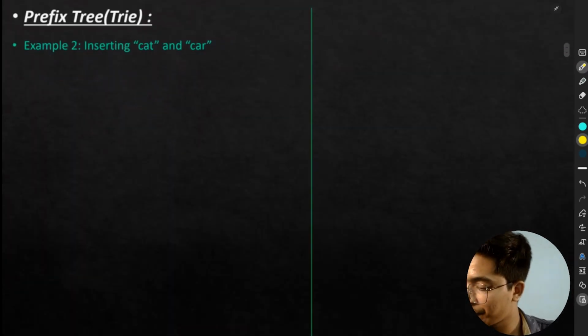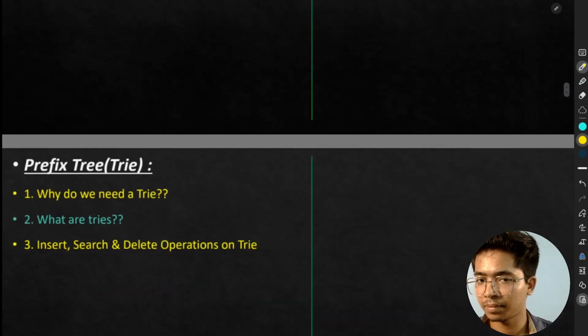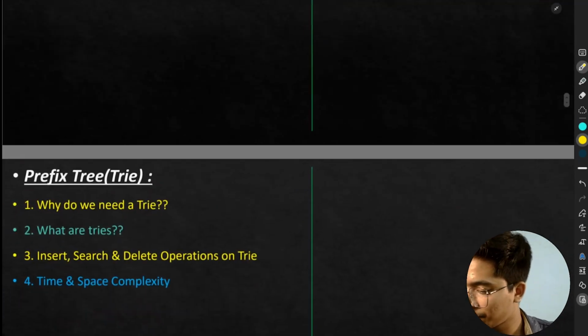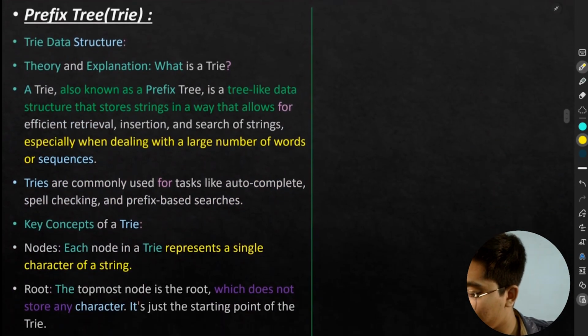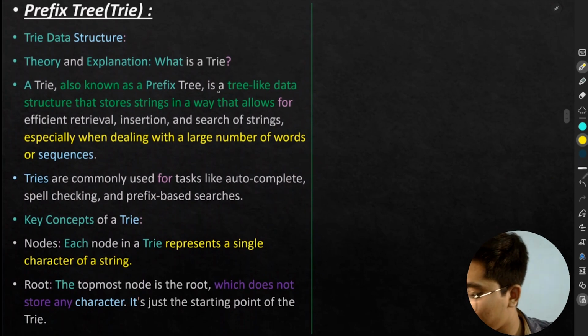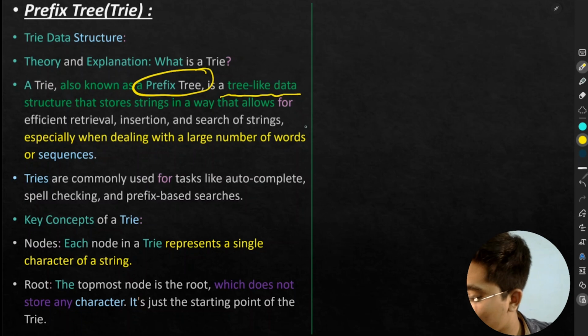Prefix trie. Okay, I came to the theory portion. A trie, also known as a prefix tree. As I told you, a trie is also known as a prefix tree. It is a tree-like structure that stores strings in a way that allows for efficient retrieval, insertion and search of strings.